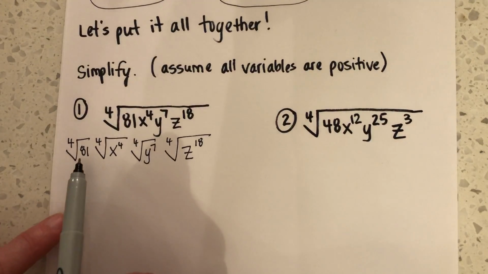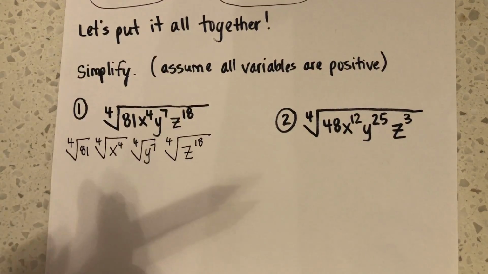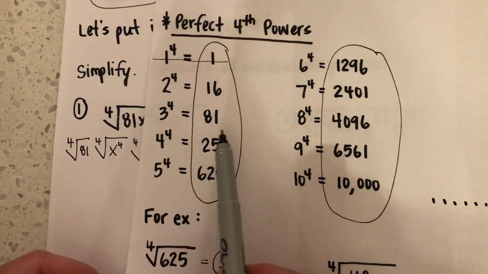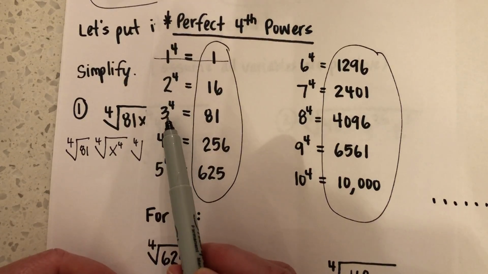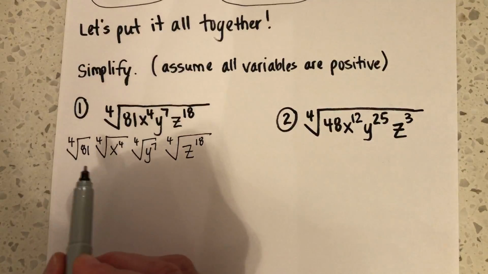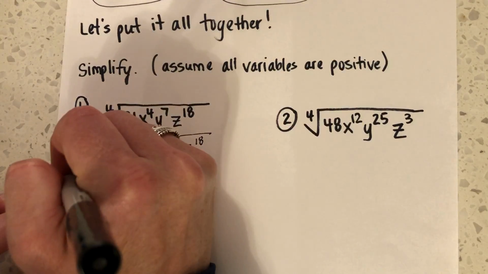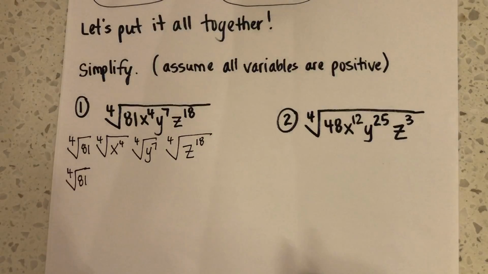All right, let's deal with the 4th root of 81 first. The first thing I would do is go to my list of 4th powers and pray that 81 is on there. It is. That means you can take the 4th root of 81 and get a whole number answer, so I don't need to split him up. I'm going to leave him as the 4th root of 81 right now. You could put the answer, but I'm going to wait.